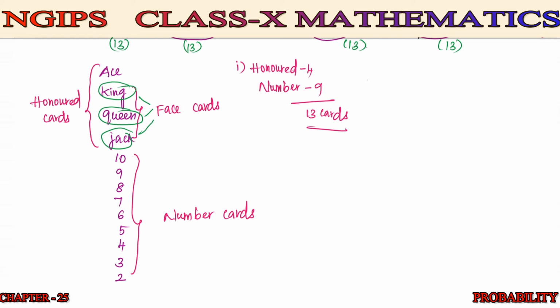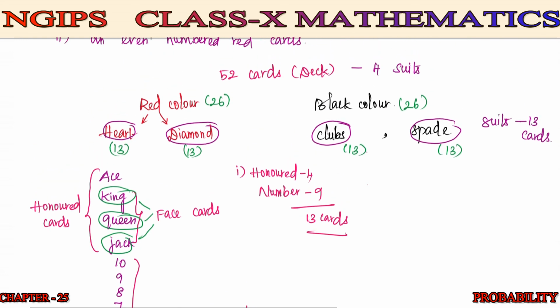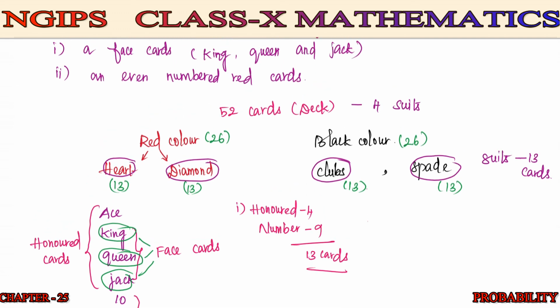Now if you look at this question, here we have the question, the face cards. We need to find out the probability for face cards. So here we have 4 suits. So in this 4 suits, each suit has 3 cards. So 4 into 3 it is 12 cards. So here we have 12 cards, and an even number of red cards. So red cards means this is a red card.